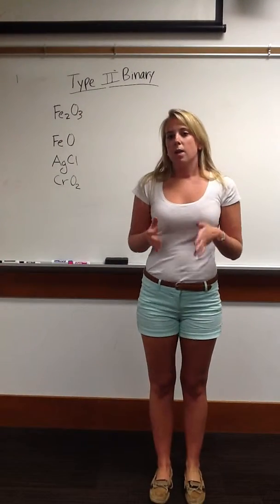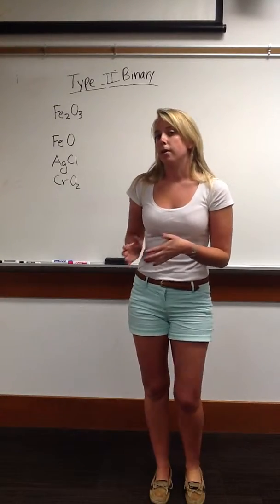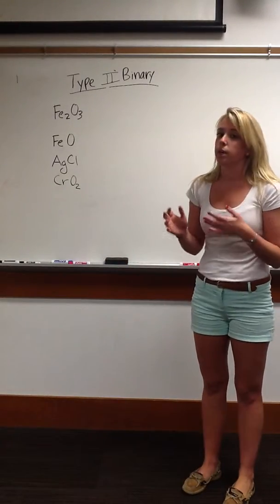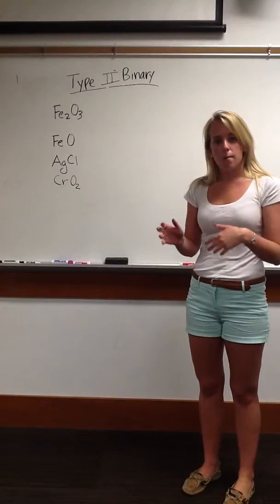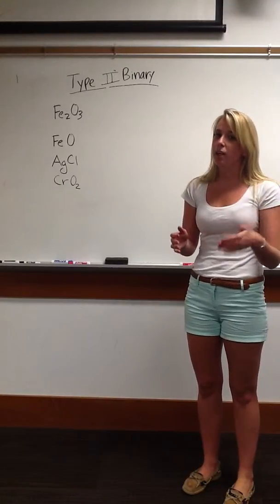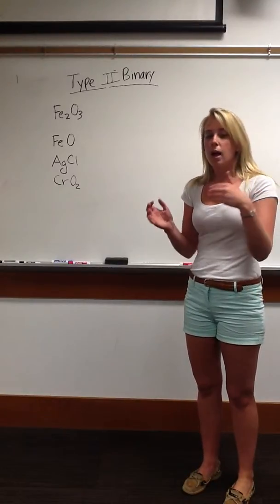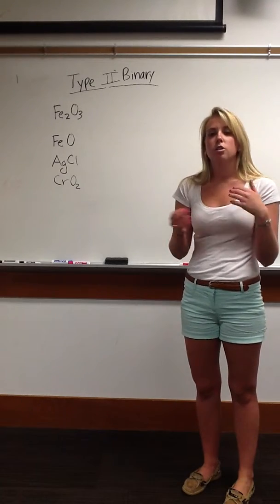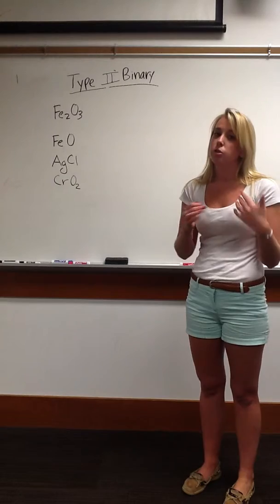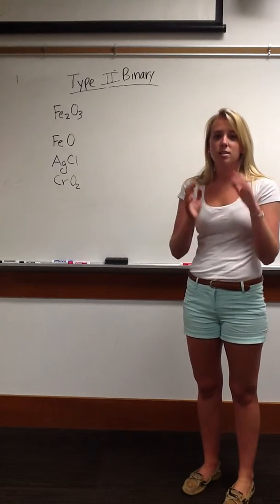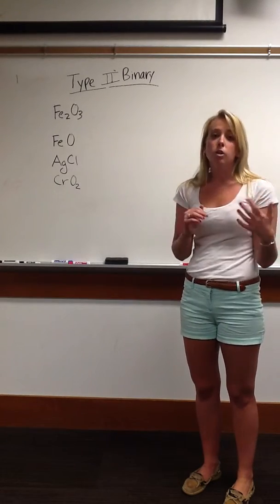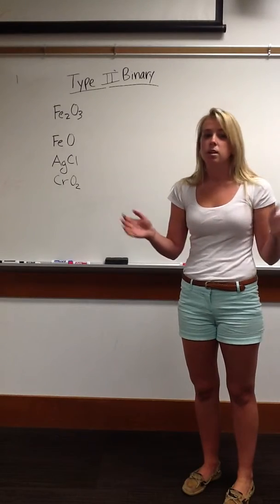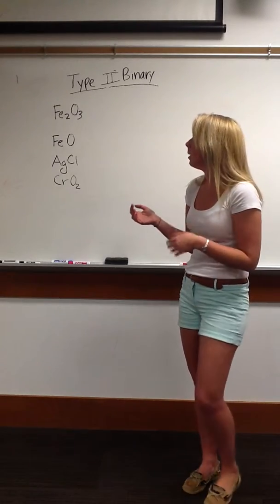So now we're going to name type 2 binary compounds. Type 2 binary compounds are still a metal and a nonmetal, but more specifically, a transition metal and a nonmetal. The reason these are named differently is that transition metals can have multiple charges. They are not just assigned one, they can be assigned multiple. Some can have 1 through 6, it just depends on which one you're talking about.